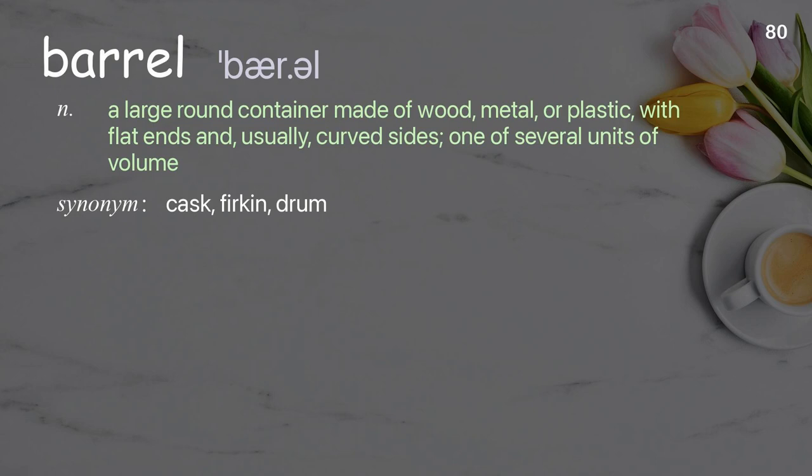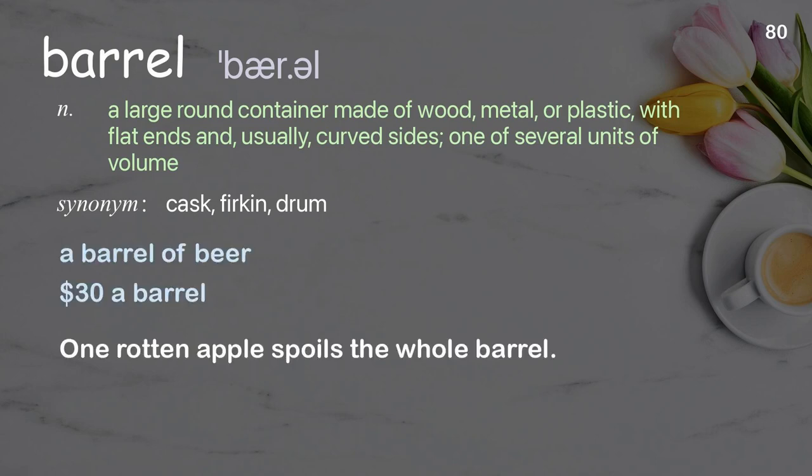Barrel: a large round container made of wood, metal, or plastic, with flat ends and, usually, curved sides, one of several units of volume. Examples: a barrel of beer, $30 a barrel. One rotten apple spoils the whole barrel.